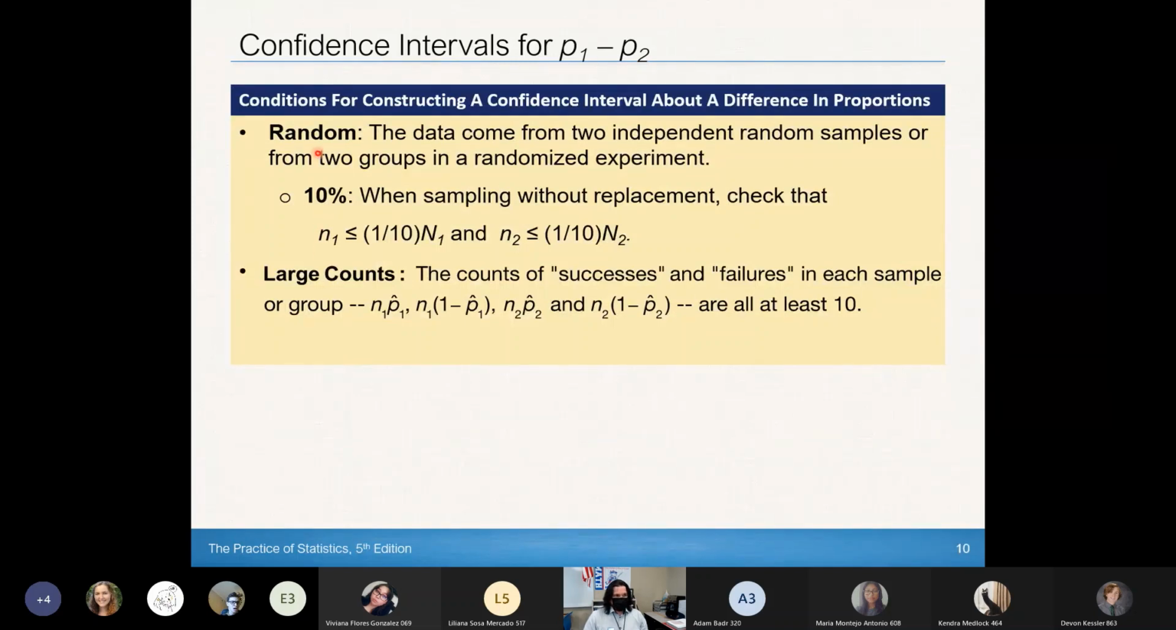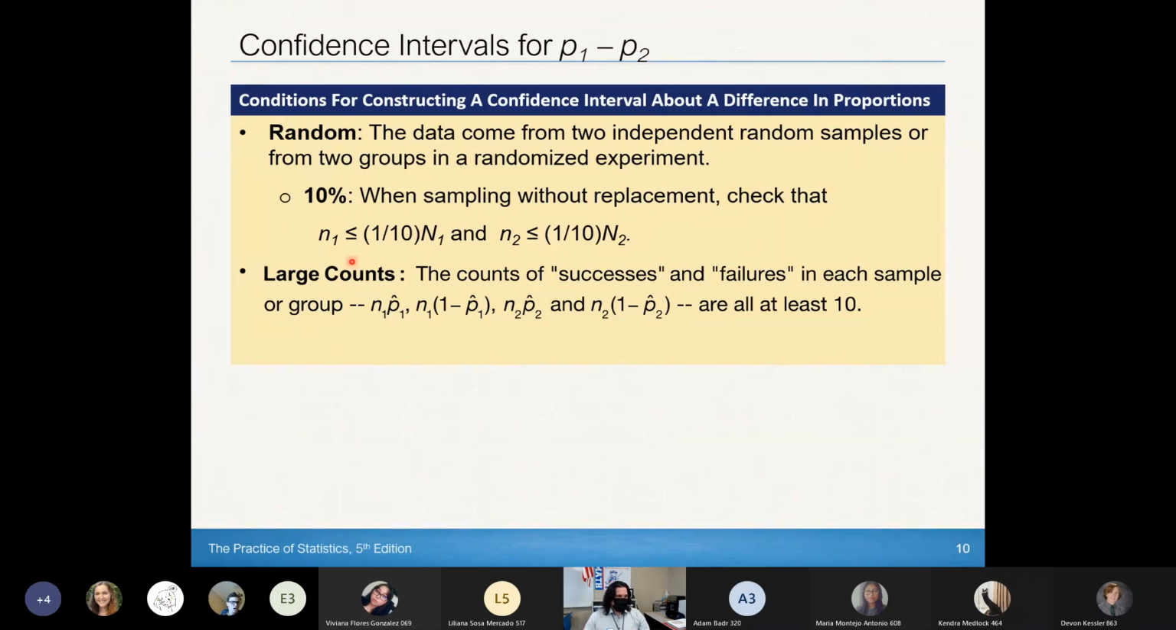All right, and so then we have our conditions for constructing a confidence interval about a difference in proportions. It's the same three conditions that we've seen previously. However, we now must check these three conditions for each of our populations and samples. Random: the data come from two independent random samples or from two groups in a randomized experiment. 10% condition when sampling, again, without replacement. So if we're not sampling without replacement, we don't need to check this, but there it is.